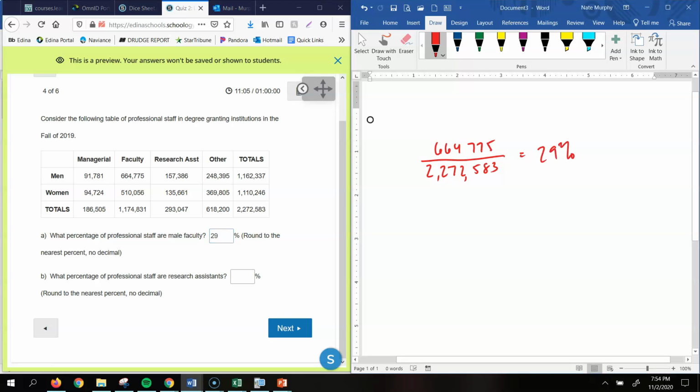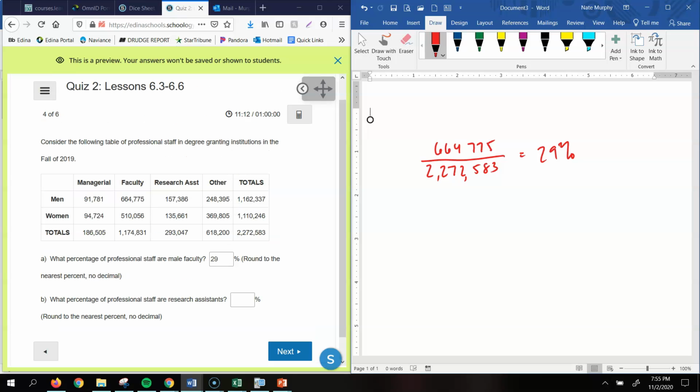And then for the next one, what percent of professional staff are research assistants? So again, out of all the professional staff, what percent are research assistants? So we'd still use the same denominator. So out of that professional staff, what percent are research assistants? So that's including male and female. So there's 293,047. All right, so when you do that on your calculator, you should get about 13% for that one. Again, rounding to the nearest percent, no decimals.